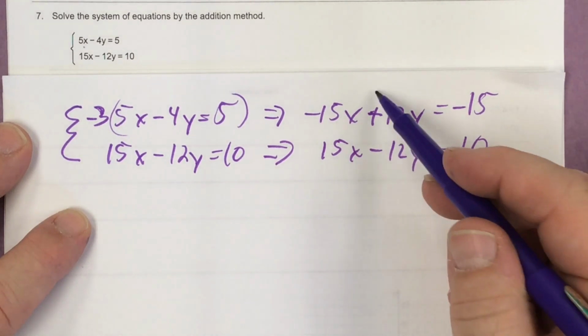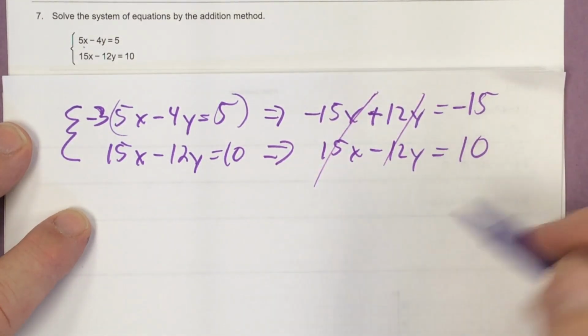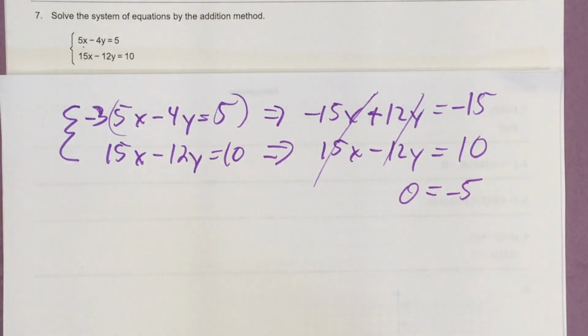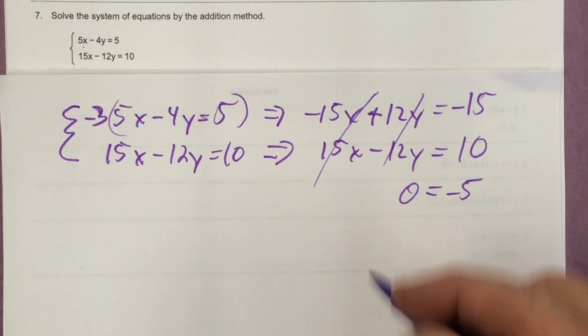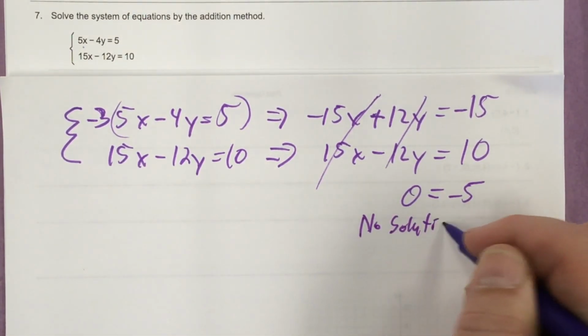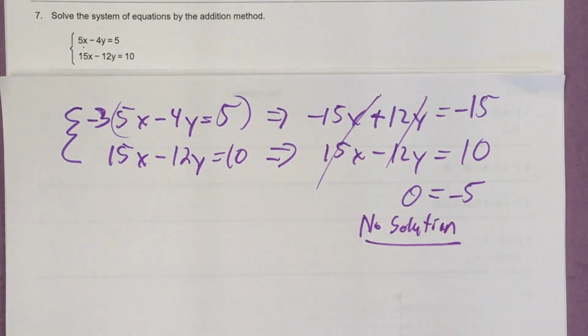Well, when we add these together here, these drop out, these drop out. That gives me 0 over here, and this could give me negative 5 here. So hopefully you remember that when you have two numbers and both variables drop out, this is going to be an example of a system that has no solution. And that's what you get for question 7.